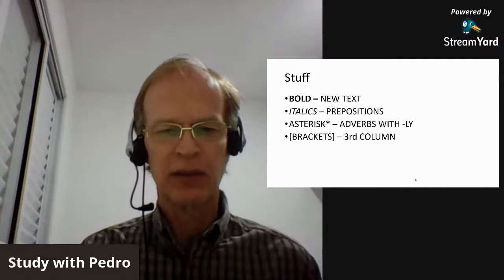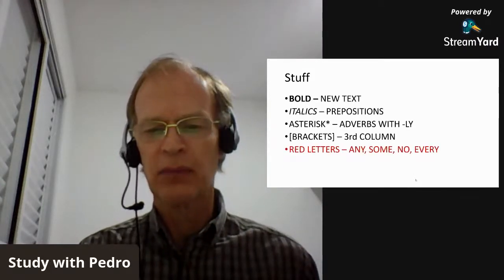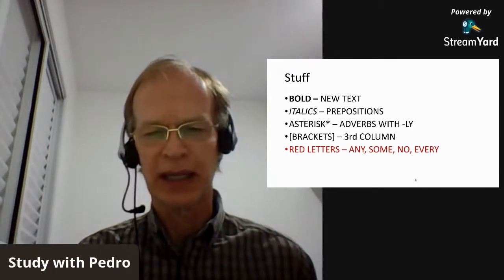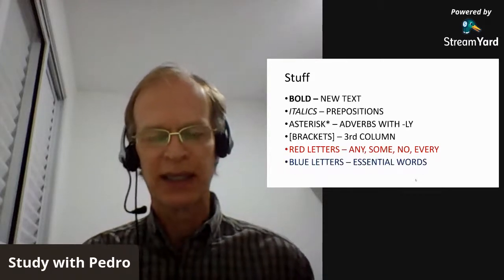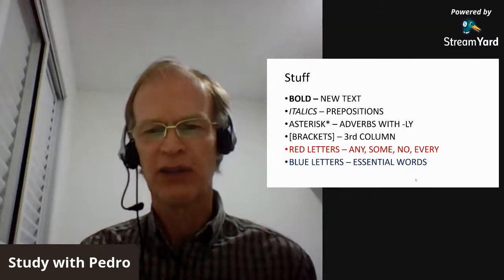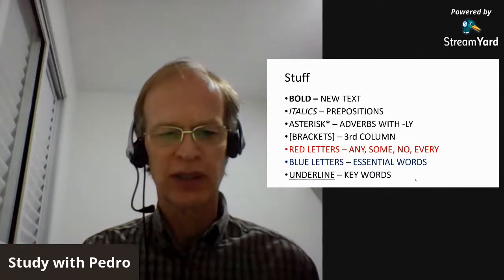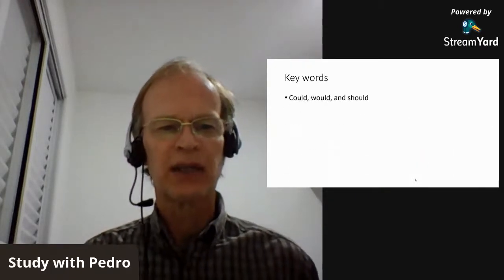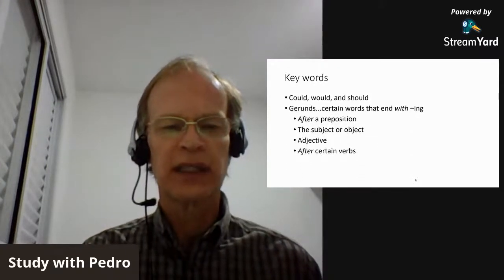Tempo perfeito, participios. Então, red letters: any, some, no, and every. I probably missed one of these tonight, but please be patient. And then the blue letters. We need these essential words, and they all start with a vowel. So you'll see those as I go. We need to know these words for intermediate students. And the underline will be the keywords. I don't have much for keywords tonight. Could, would, and should. And also the gerunds.